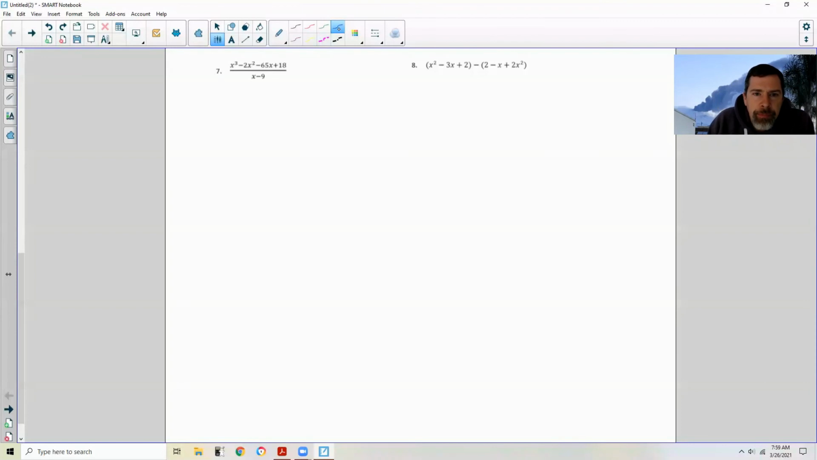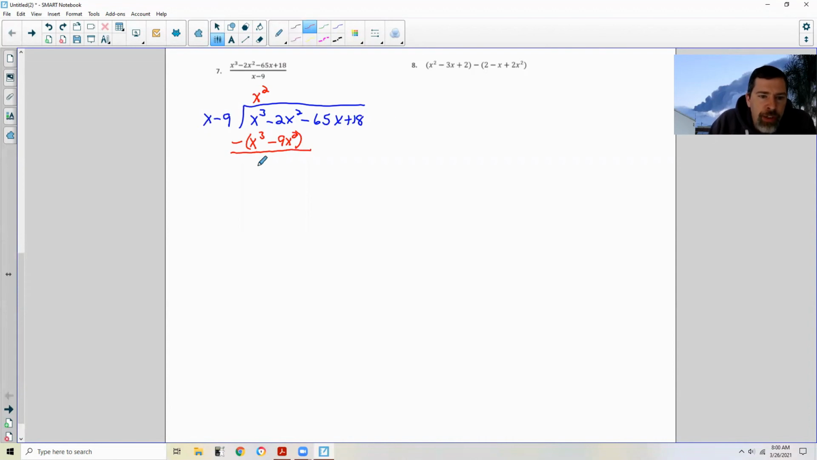Alrighty, number 7. I'm going to write x minus 9 out here. I'm going to write x cubed minus 2x squared minus 65x plus 18. Nothing got skipped. I don't need any spacers. And now I say, okay, x cubed divided by x is x squared. X squared times x is x cubed. X squared times a negative 9 is negative 9x squared. I always put these in parentheses just to remember that I have to distribute that negative. X cubed minus x cubed is 0.